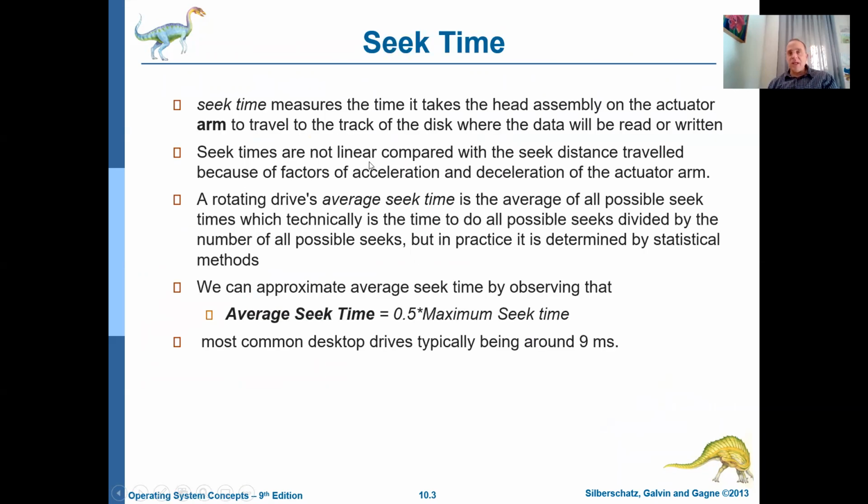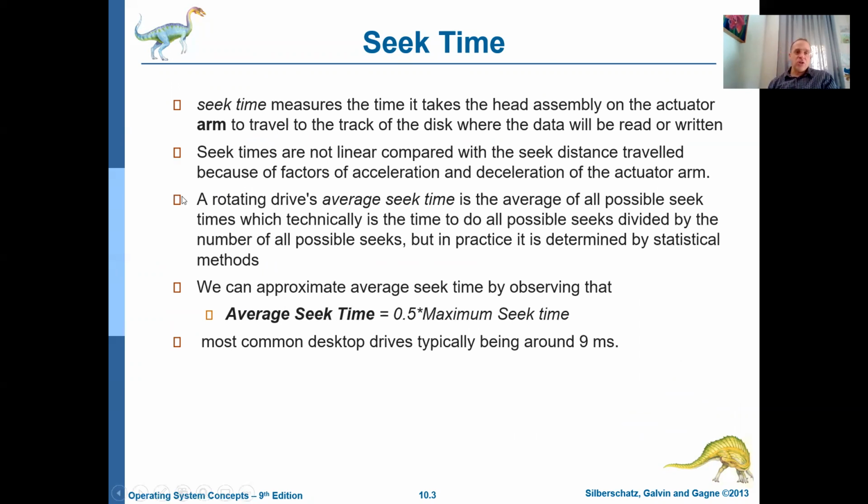Seek times are not linear compared with the seek distance. You might think, well, the further I go, the longer it takes. Because of such a thing as acceleration and deceleration, it takes time to start moving. So it's not linear, but in general, we'll think of it as distance traveled.